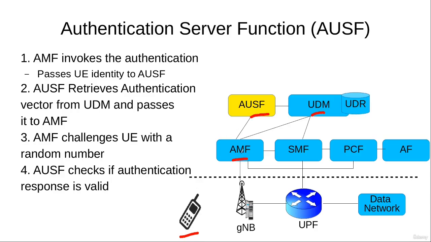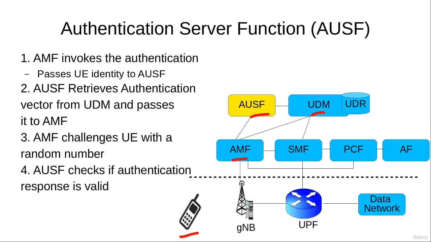Whenever AMF initiates the authentication process, it basically sends the identity of this user equipment to the AUSF. AUSF in turn requests UDM to generate the authentication vector. This authentication vector is generated by the UDM based upon the secret key that is there with the UDM. And then this authentication vector is passed on to the AUSF, and AUSF then passes this authentication vector on to the AMF.